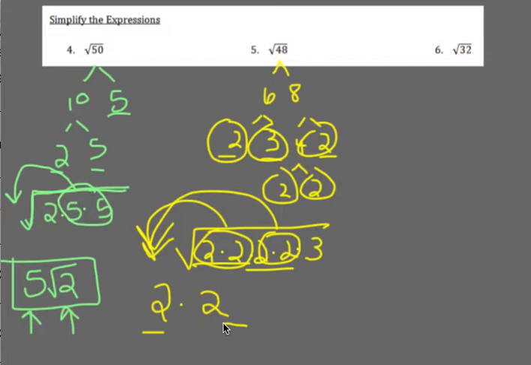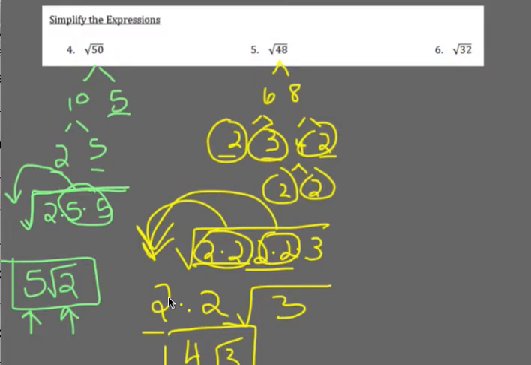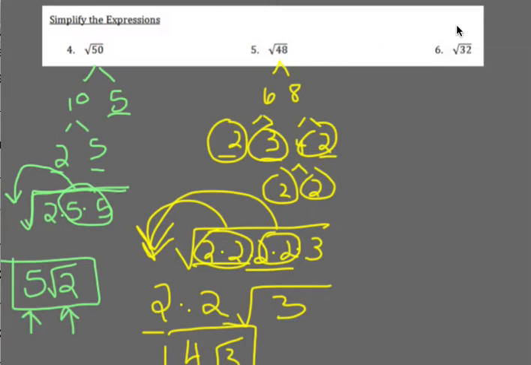Now notice that they're being multiplied together. And that's going to be times the square root of 3. Well, 2 times 2 is 4, and then underneath that radical is going to be 3. So your final answer there is 4 square root of 3. Again, we don't want decimals. So let's take a look at the square root of 32.